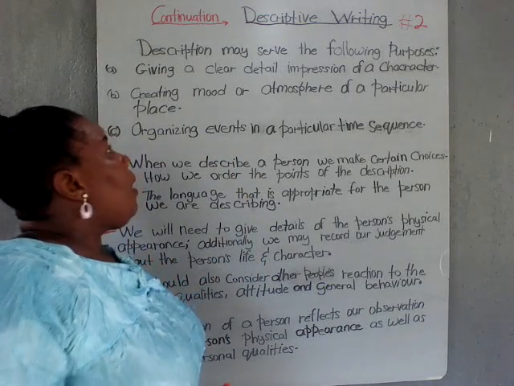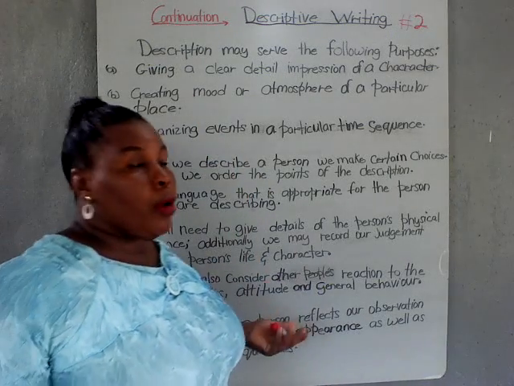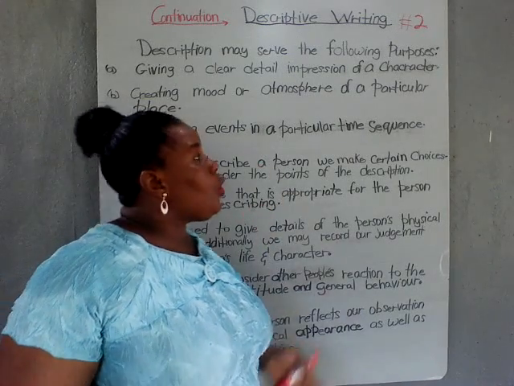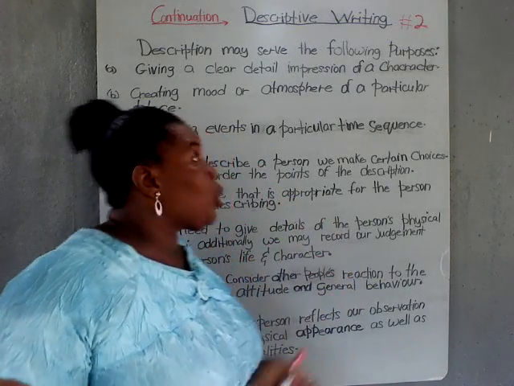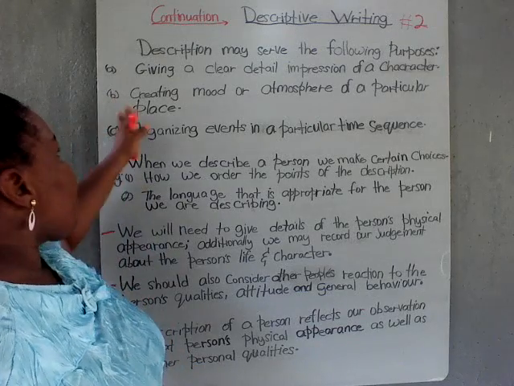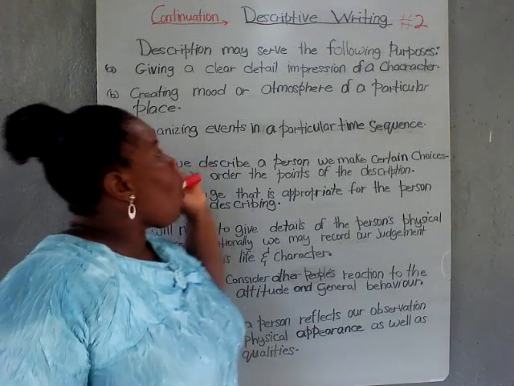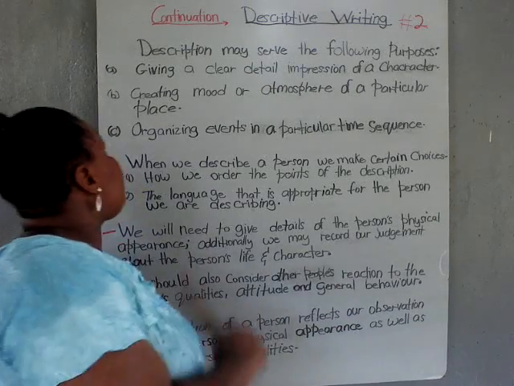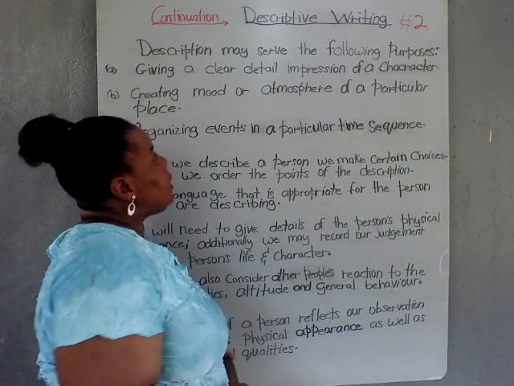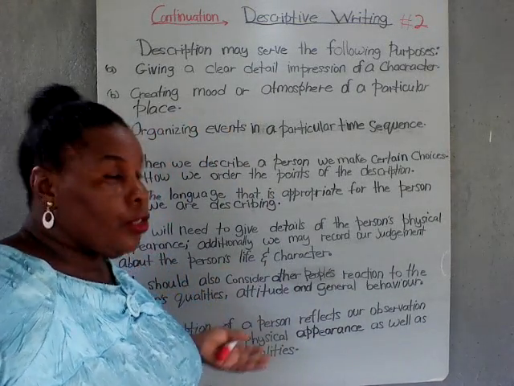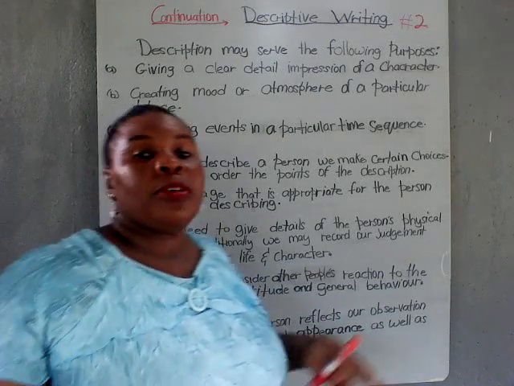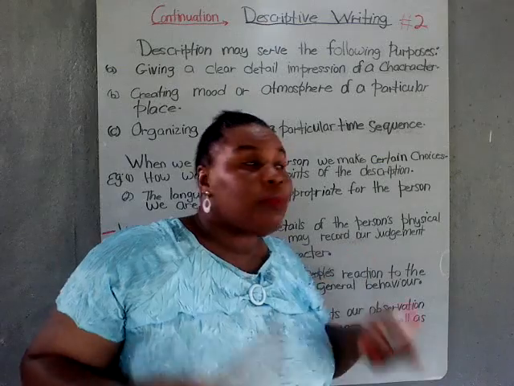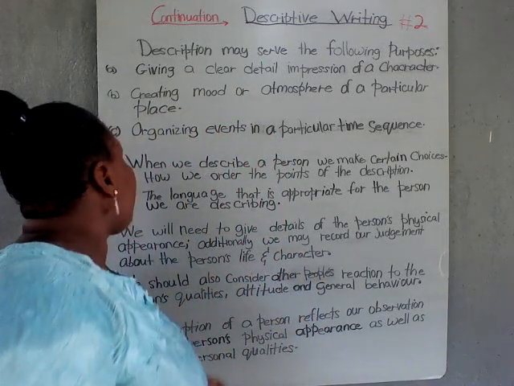Description may serve the following purposes: giving a clear, detailed impression of a character, creating mood or atmosphere of a particular place. So first, give a clear, detailed impression of a character. It might say the person has red hair, blue eyes, brown eyes, thick lips, or something of that effect.